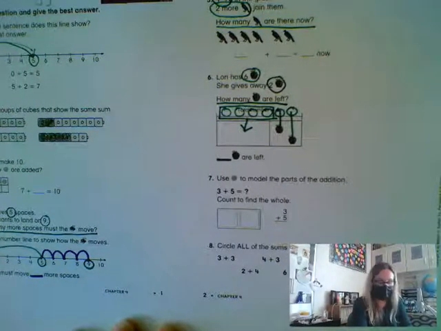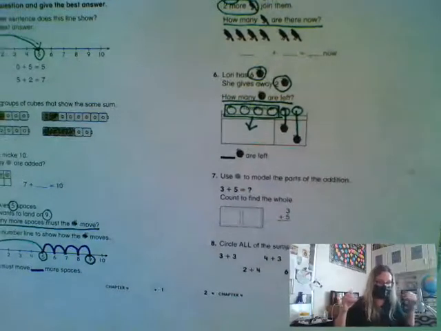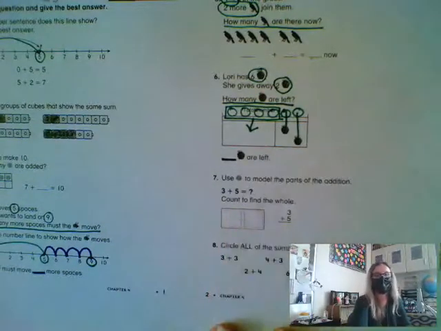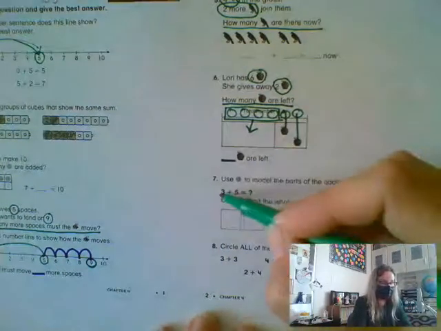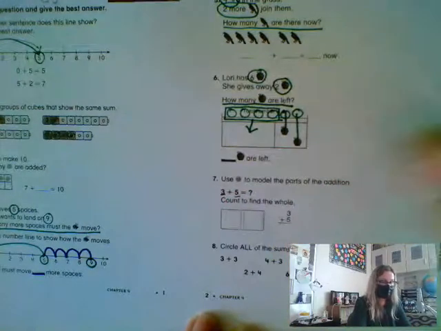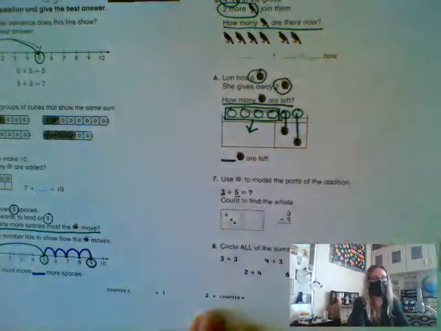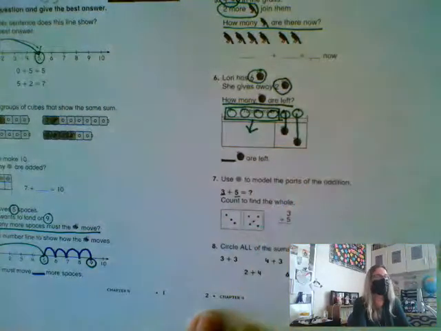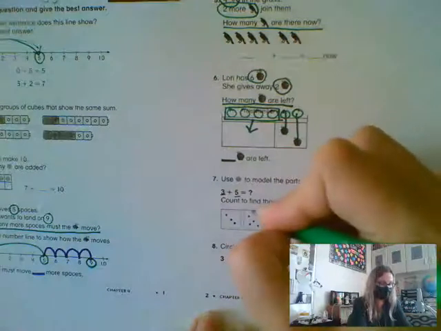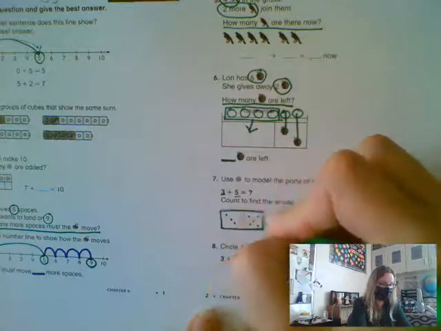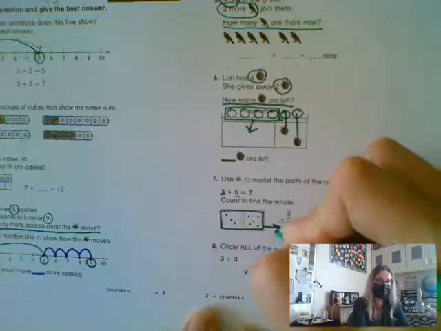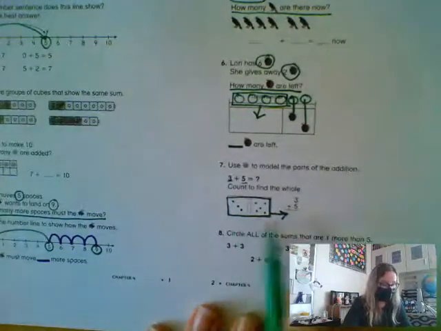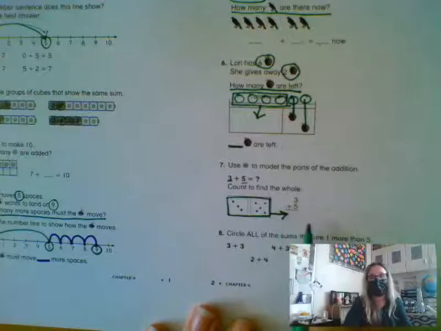Moving down to number 7. It says use circles to model the parts of the addition. So on this little domino, we're going to draw in the circles. So our parts are 3 and 5. Okay, so you're going to draw 1, 2, 3 in one of your parts. And you're going to draw 1, 2, 3, 4, 5 in the other part. And then you're going to count up how many are there all together on this domino and put that answer right here. So 3 plus 5, draw it on the domino, and then write your total or your sum right there.